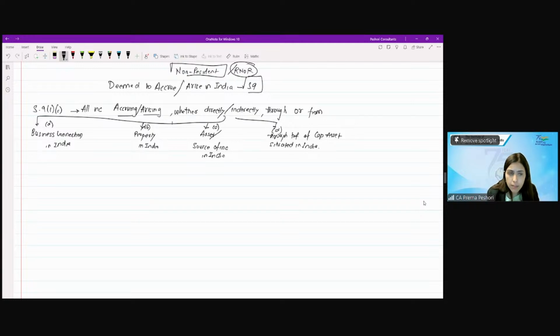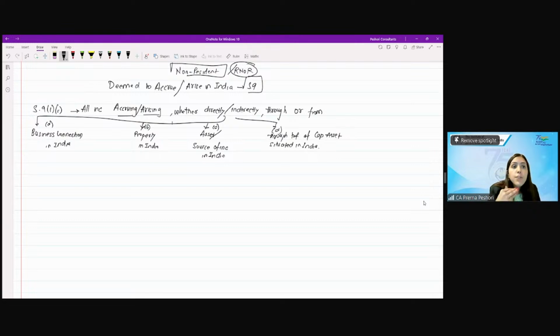So basically, there are these 4 subclauses to 9(1)(i). All income. They are saying all income. So therefore, it should not be any capital receipts which are not chargeable to tax. It should be an income. Income is defined under 2(24). So not all receipts arising from the property in India. Say for example, if you sell the property, whether you will consider entire sale consideration as income, the answer is no. Because the entire sale consideration is not income. Your income is basically what? The sale consideration minus the cost.